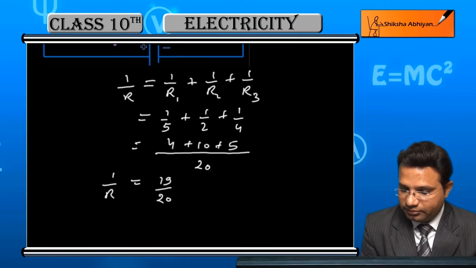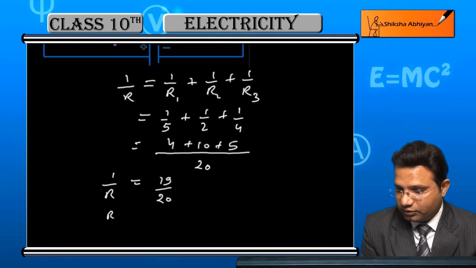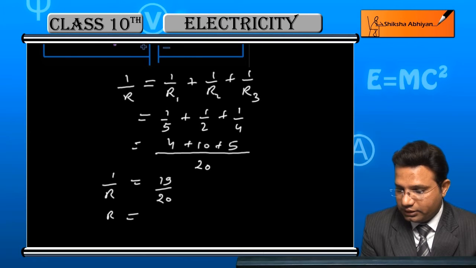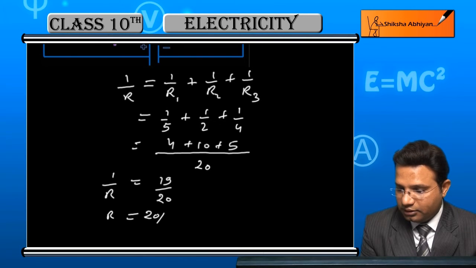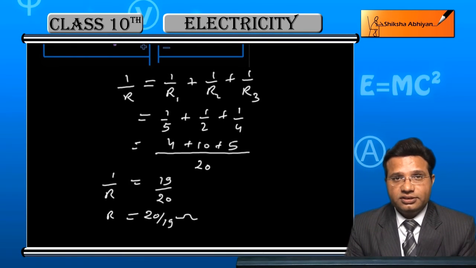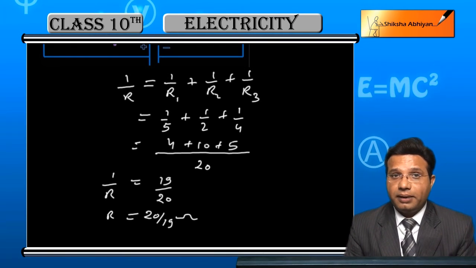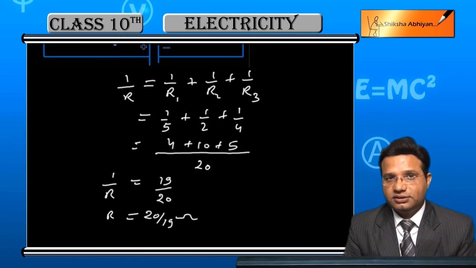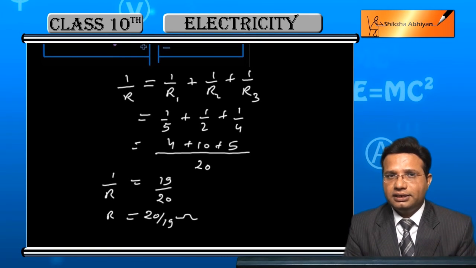So, R will be reciprocal of 19 by 20, means 20 by 19 ohm. This is the net equivalent resistance of the given parallel combination of resistances, 20 by 19 ohm.